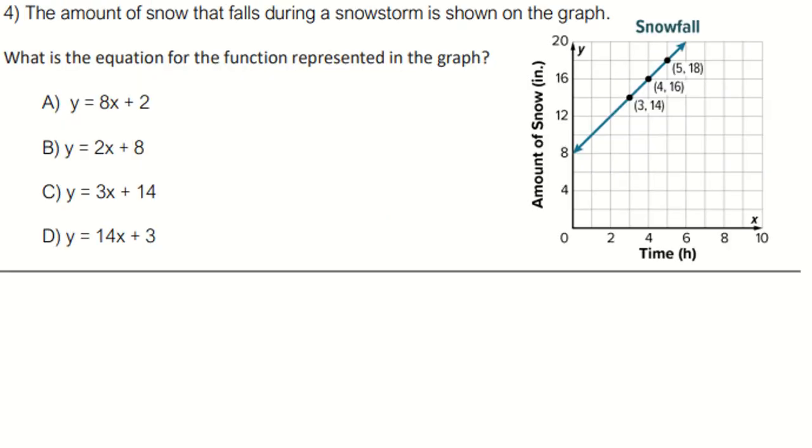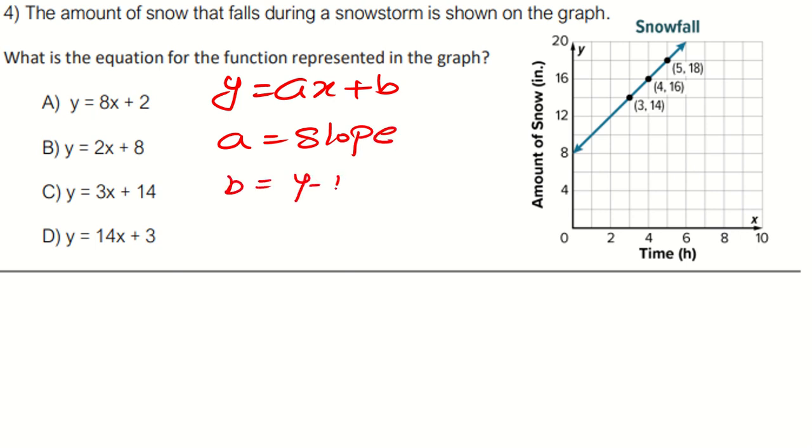Okay. Now next is the amount of snow that falls during a snowstorm is shown in the graph. What is the equation for the function represented in the graph? Now here I will tell you one thing, that the standard equation is what? Y is equal to ax plus b. Now what is a here? A is the slope. And what is b? B is the y-intercept. Y-intercept means the value on the y-axis where the line cuts the y-axis.